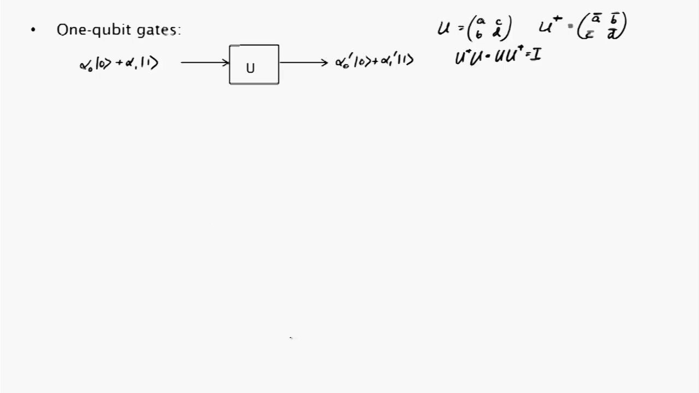And then the fact that U transforms this input into that output is just another way of saying that if you take the matrix A, B, C, D and multiply the input, that's the vector alpha 0, alpha 1, you get as output the vector alpha 0 prime, alpha 1 prime, which is exactly the description of the output state.